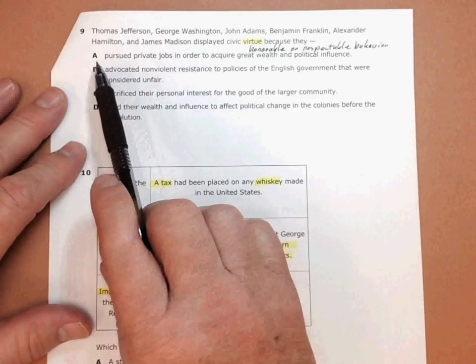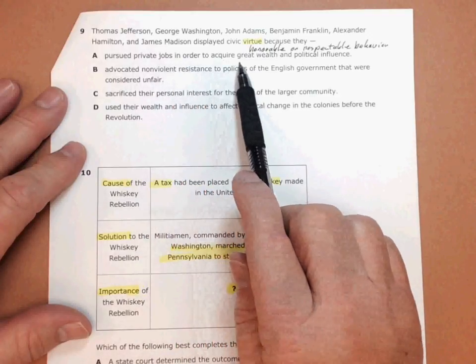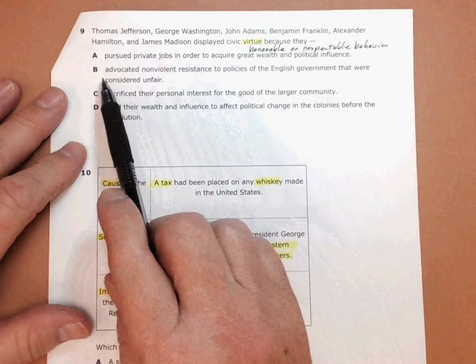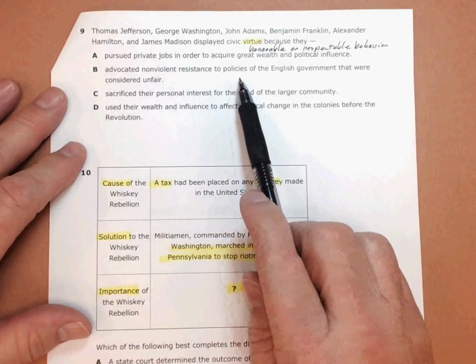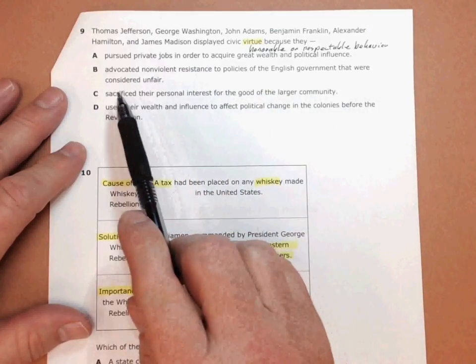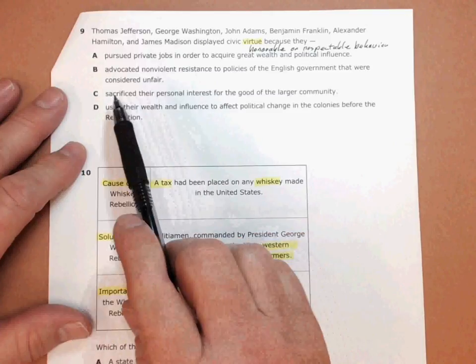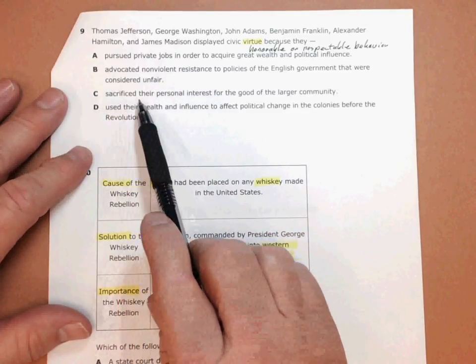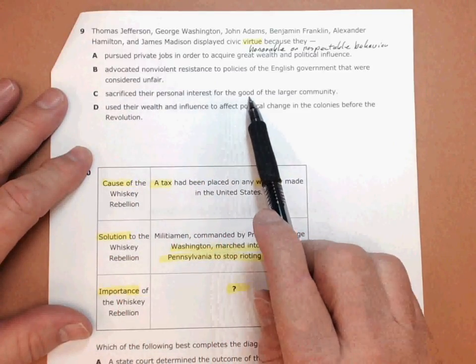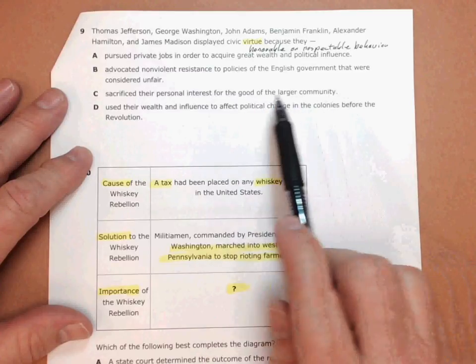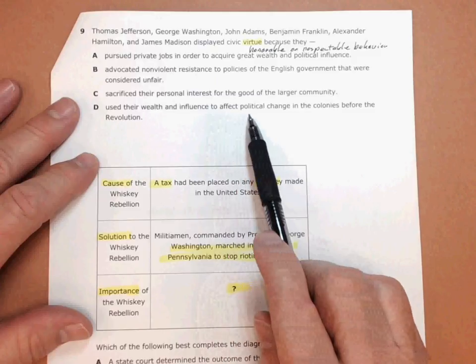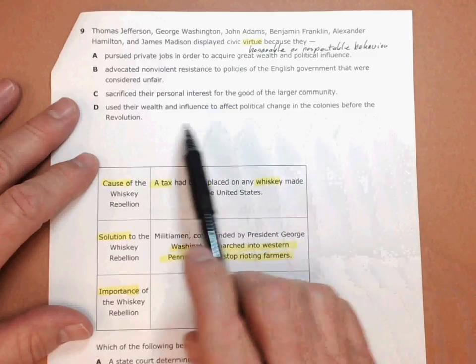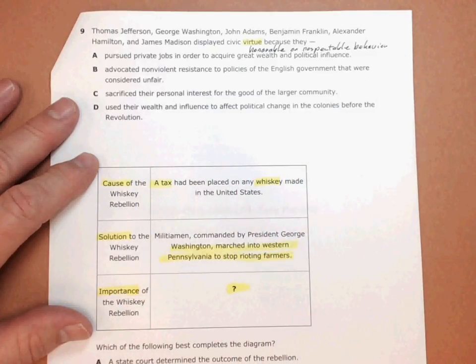A, pursued private jobs in order to acquire great wealth and political influence. B, advocated nonviolent resistance to policies of the English government that were considered unfair. C, sacrificed their personal interest for the good of the larger community. D, used their wealth and influence to effect political change in the colonies before the Revolution.